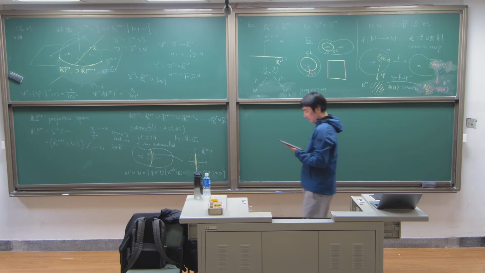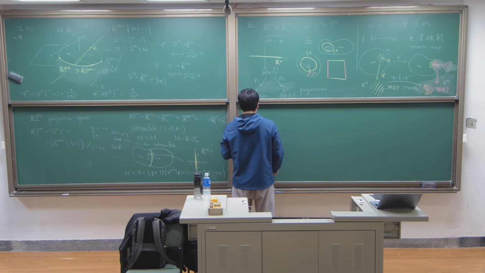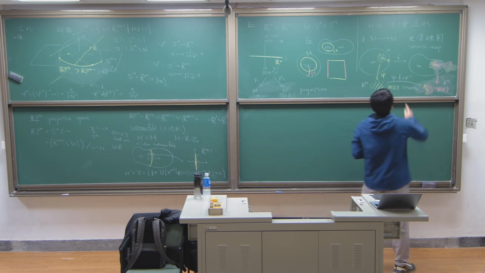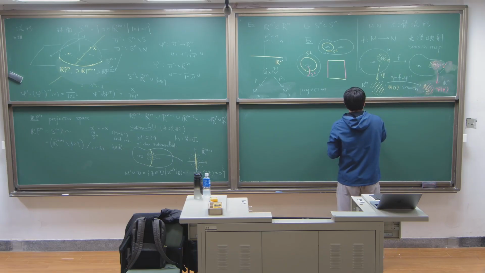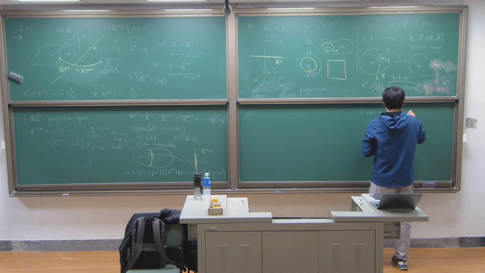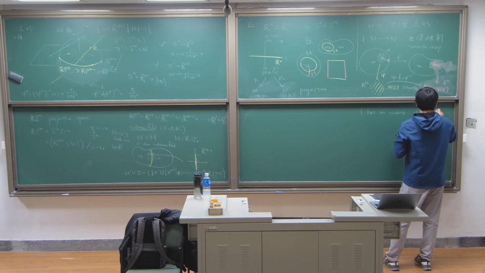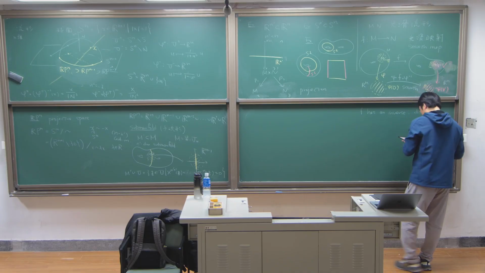Another example is that if this F has an inverse, a smooth inverse, then F is called a diffeomorphism. Okay.